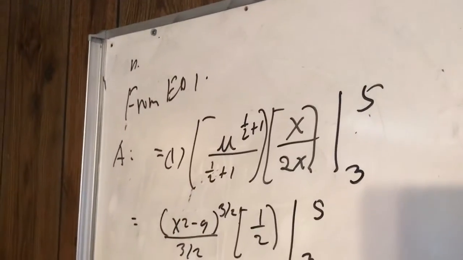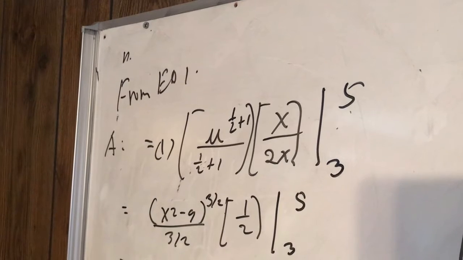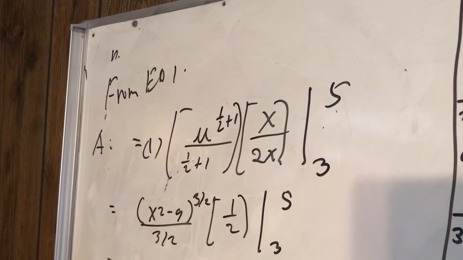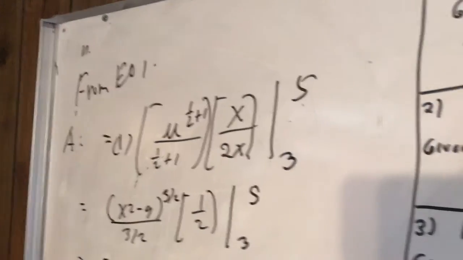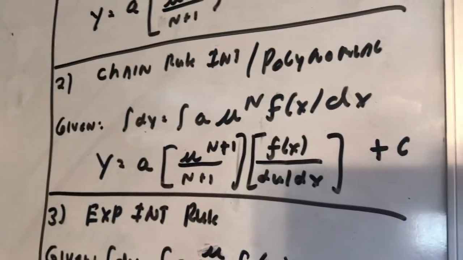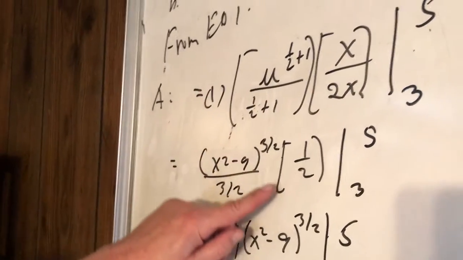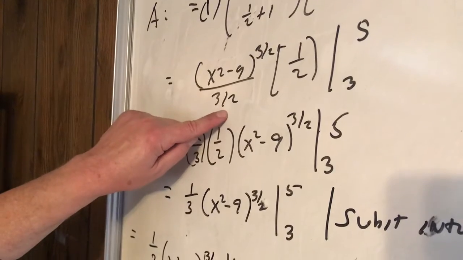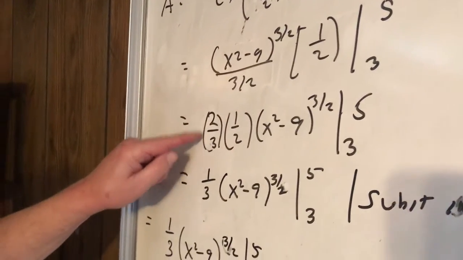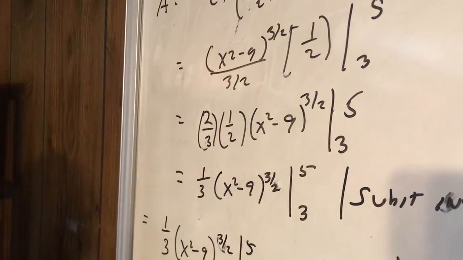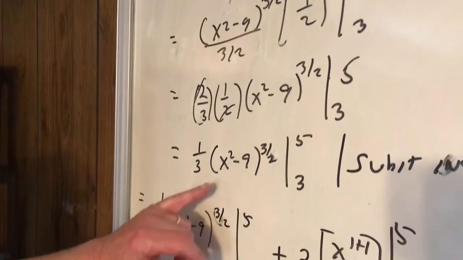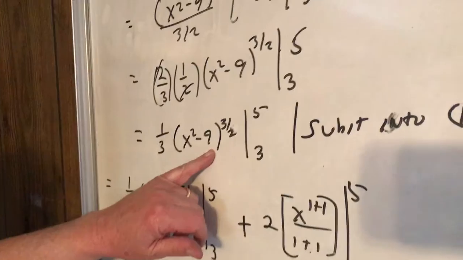I'm going to get u to the 1/2 plus 1 over 1/2 plus 1. F of x is x. Du dx is 2x. 3 and 5. This is (x squared minus 9) to the 3/2 divided by 3/2. 1x over 2x is 1/2 between 3 and 5. When I bring this up, I flip it. 2/3 is going to be multiplied times the 1/2. The 2's cancel. I'm left with 1/3 (x squared minus 9) to the 3/2.